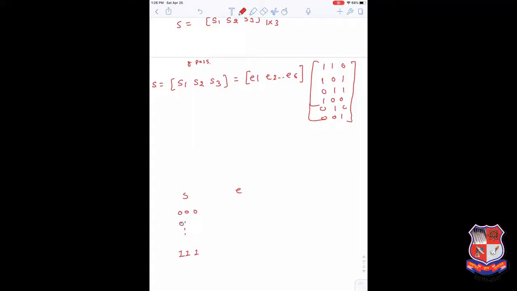So you can put any one value here, let's say you place 0 0 1 first, and you solve this equation for 0 0 1. So if my syndrome is 0 0 1, what would be the value of this matrix E, right? So you replace S with this value 0 0 1 here, and we try to solve this.